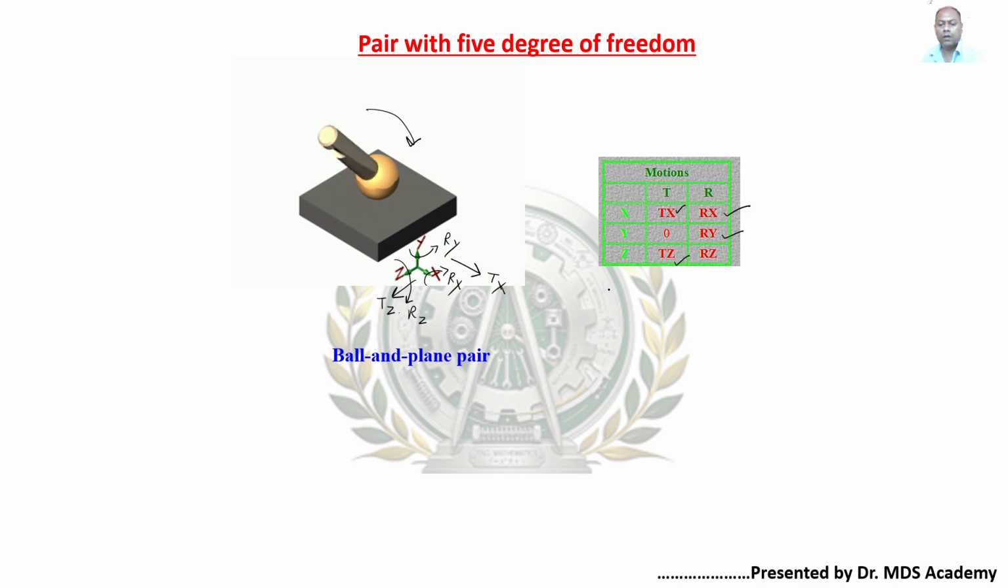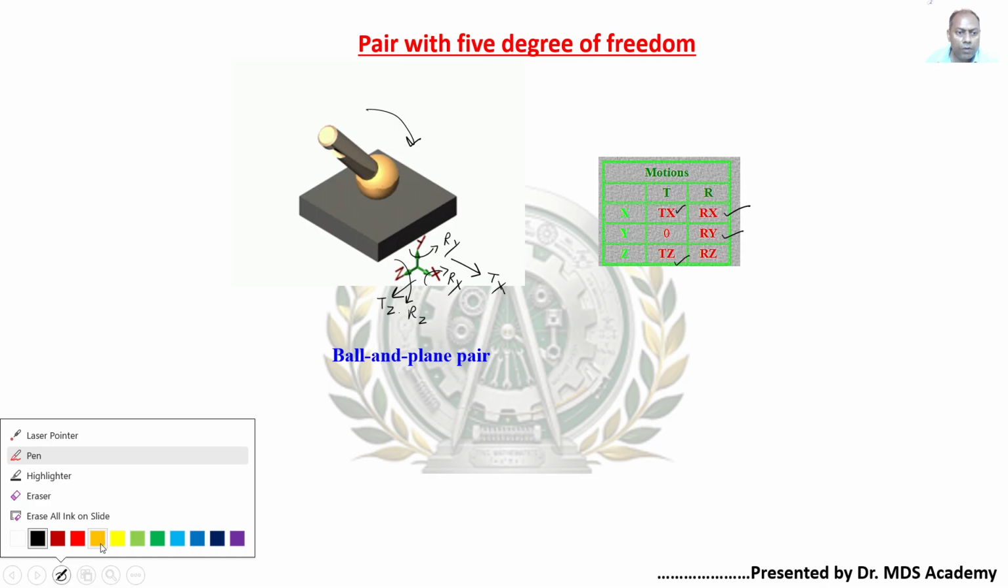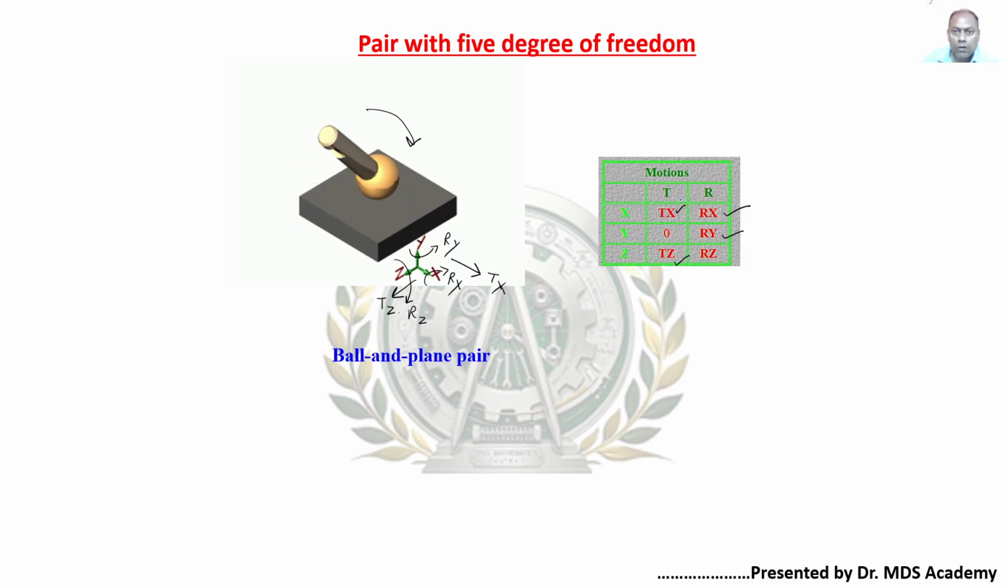Now how many different variables are present? See here, the total number of variables present over here is 5: 1, 2, 3, 4, 5. So two different translation motions and three different rotations, giving a total of 5 degrees of freedom.